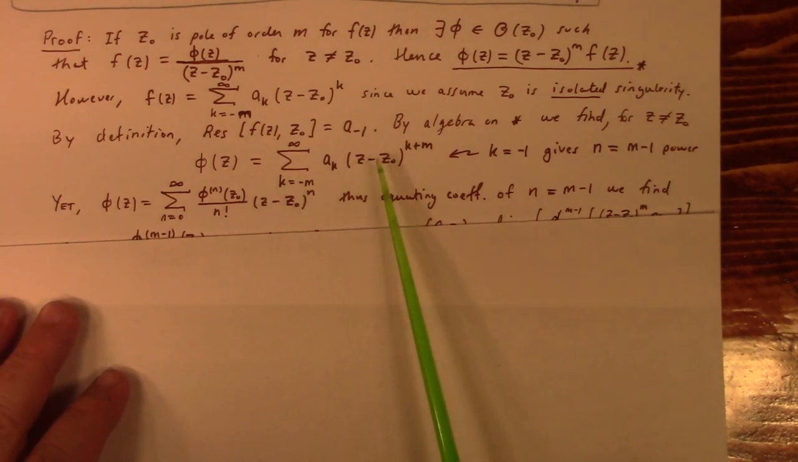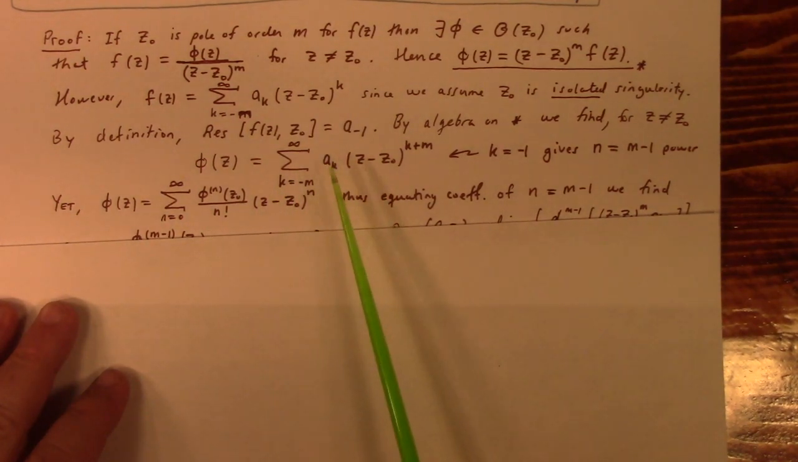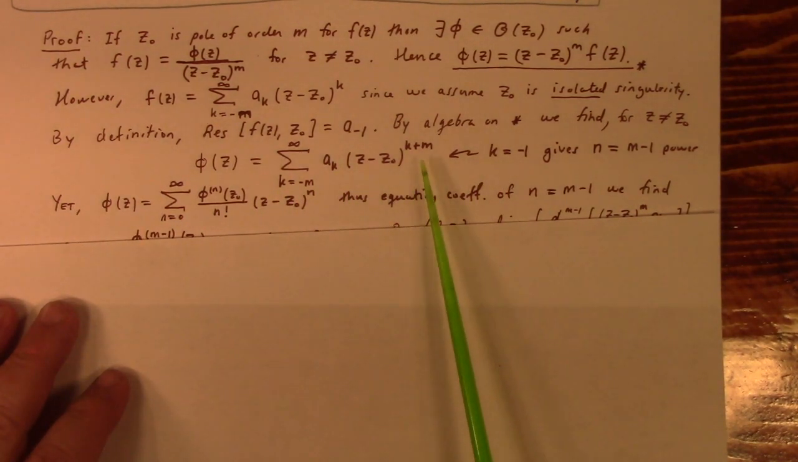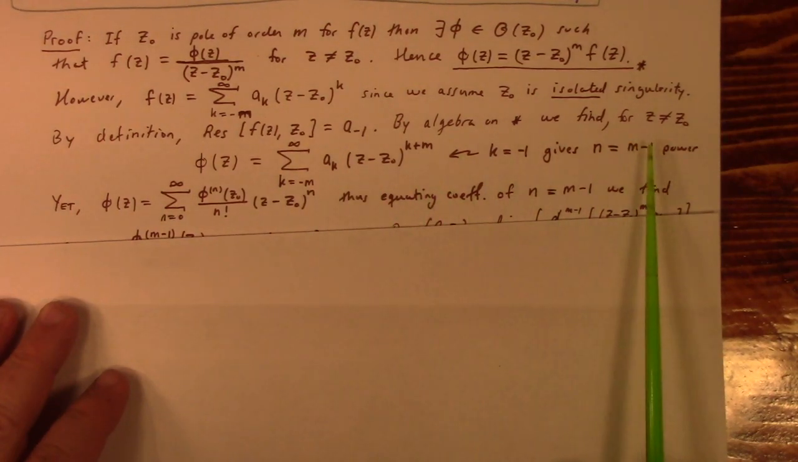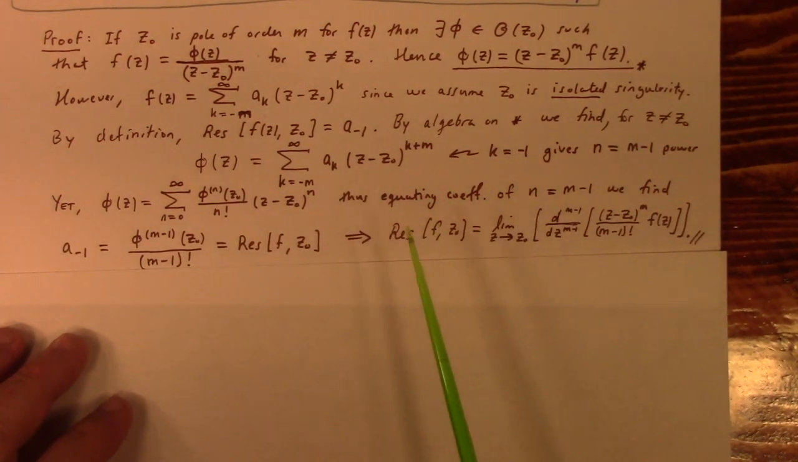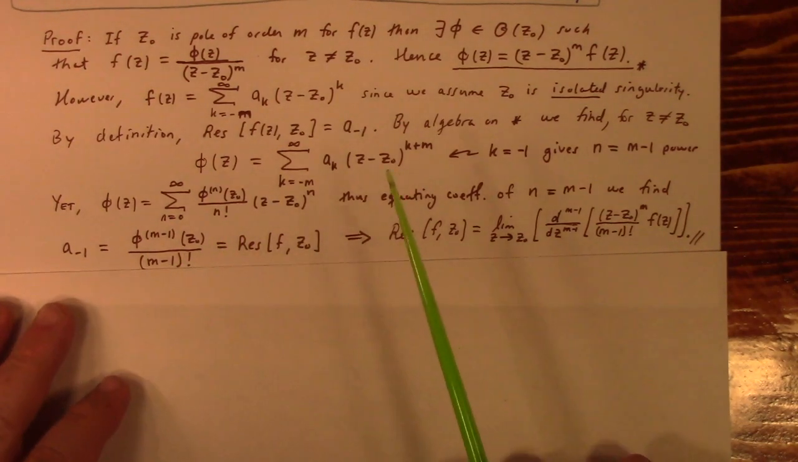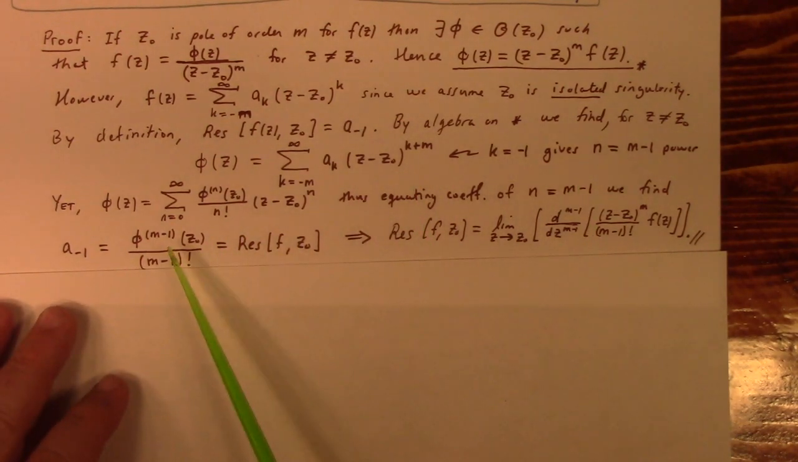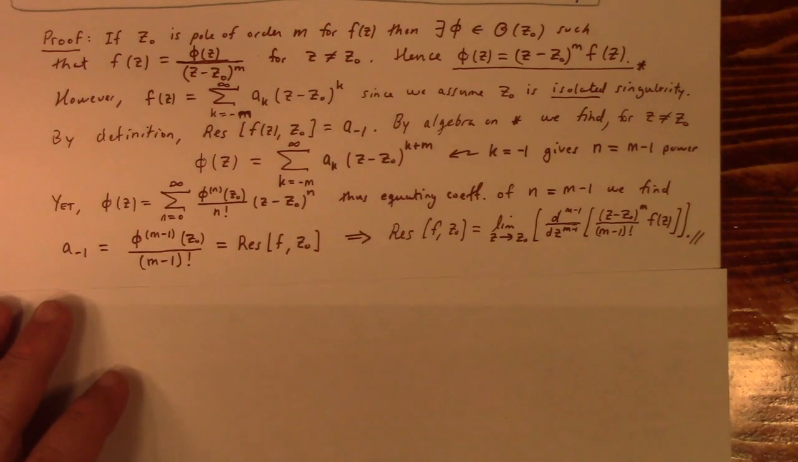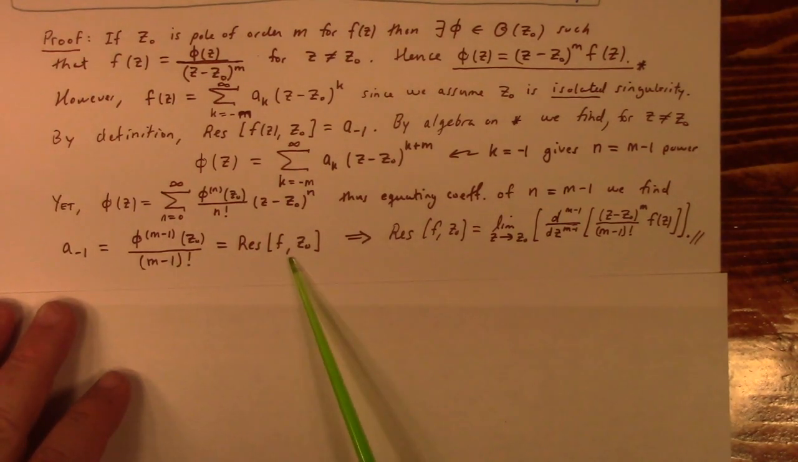And so if we match up coefficients in the case that the power n is equal to m minus 1, well, lo and behold, we get a sub minus 1 is simply the m minus 1th derivative of phi evaluated at z naught divided by m minus 1 factorial. That's the formula for the residue.